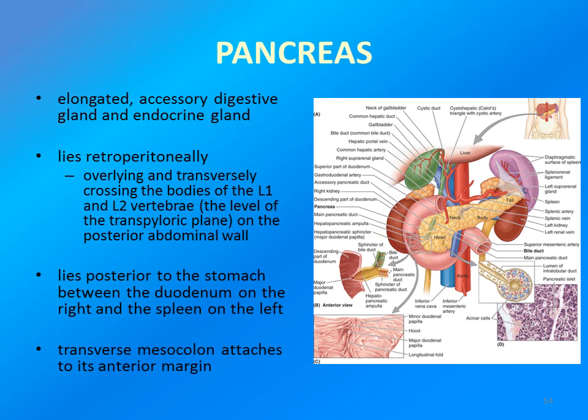The pancreas is both a digestive gland and an endocrine gland. It sits elongated retroperitoneally, overlying and crossing transversely the bodies of the L1 and L2 vertebrae at the level of the transpyloric plane. So it goes along the posterior abdominal wall. As such, it lies posterior to the stomach, and the duodenum wraps around part of the pancreas, that portion known as the head. The transverse mesocolon also attaches to its anterior margin.